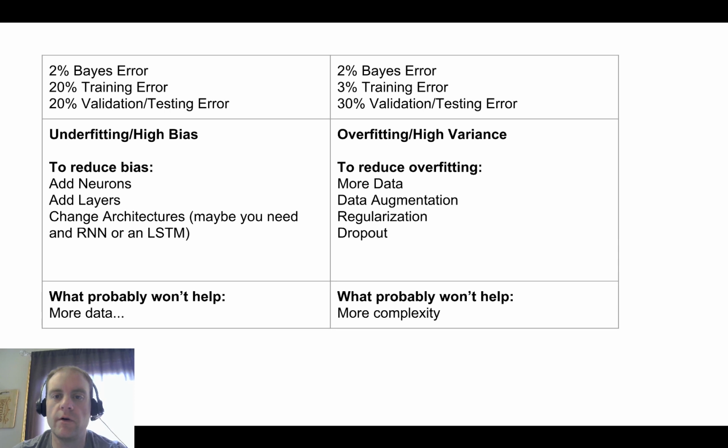The second scenario that's probably more common still is an overfitting or high variance model. In this case, you have some Bayes error that's 2%, and maybe your training error is 3%. So it's pretty close to what we would hope for our prior best case. The problem though is that when we go into our validation set, we find that the error is 30%. This means that we're overfitting to the training set, and we're not able to generalize well to data that the model hasn't seen.